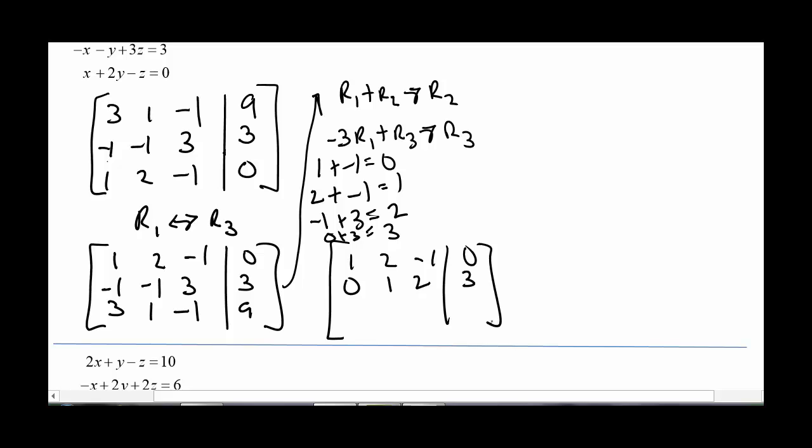All right, then we got row 3. So we have the negative 3 times row 1 plus row 3. So negative 3, you know what, I'm just going to write this out. I know there's 4 of these, so I'm just going to write them out ahead of time. And let's see, I want row 1. So row 1 is 1, 2, negative 1, and 0. And then I want row 3 that I'm adding that to. So that would be 3, 1, negative 1, and 9.